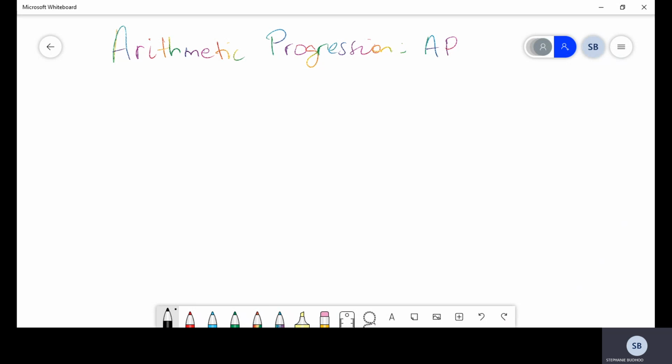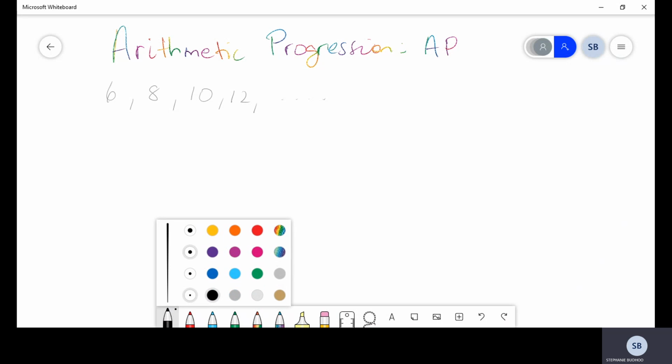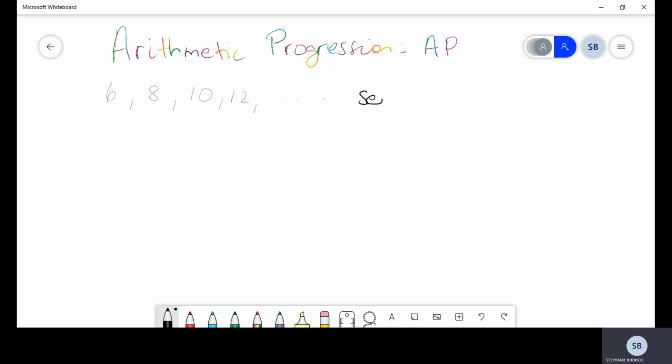For example, if I were to observe the numbers 6, 8, 10, 12, and so on, that is definitely a sequence of numbers because we do not have any signs of addition in between. It's just a set of numbers. So this is definitely a sequence. And this sequence of numbers has a common increase. You can see the numbers seem to be increasing by 2.